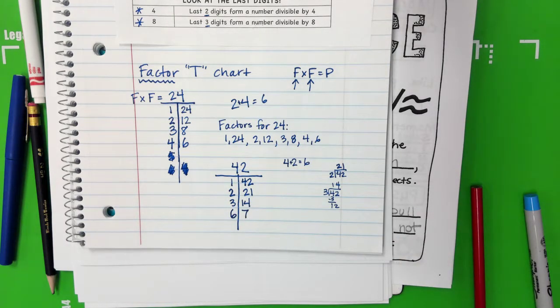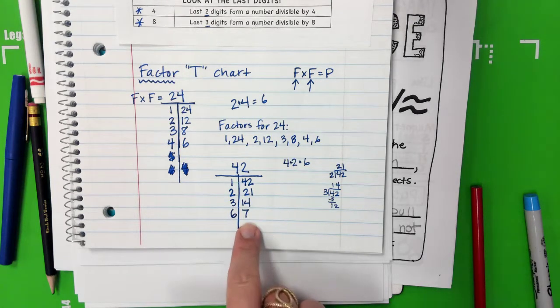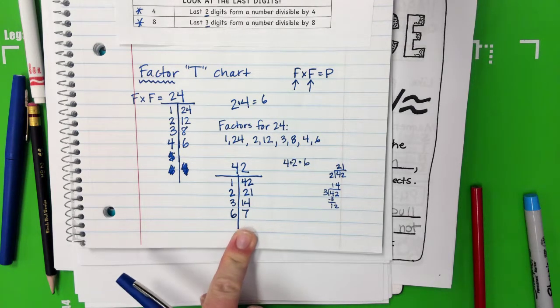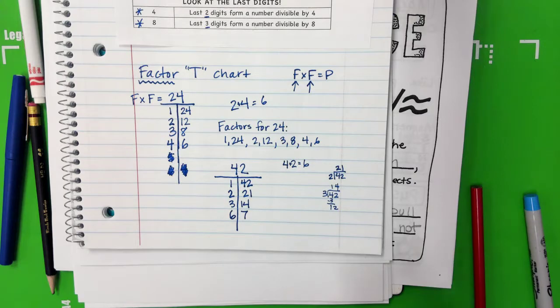My next number is 7. Is my number divisible by 7? And the answer is yes, but guess what? It's already written down. It's already there. So now we've found all the factors there are. Well, there could be more. There's not, though, and I'll tell you why, because we have them there.